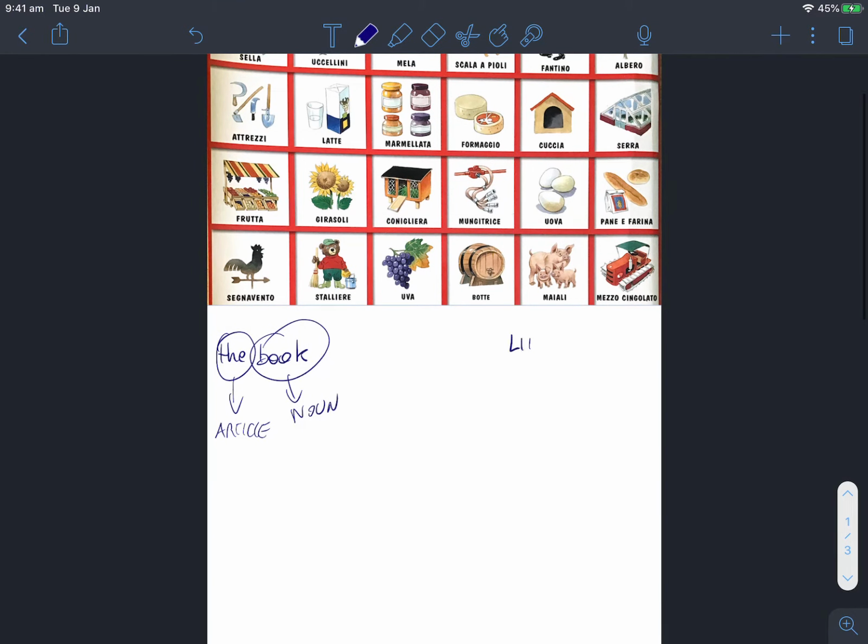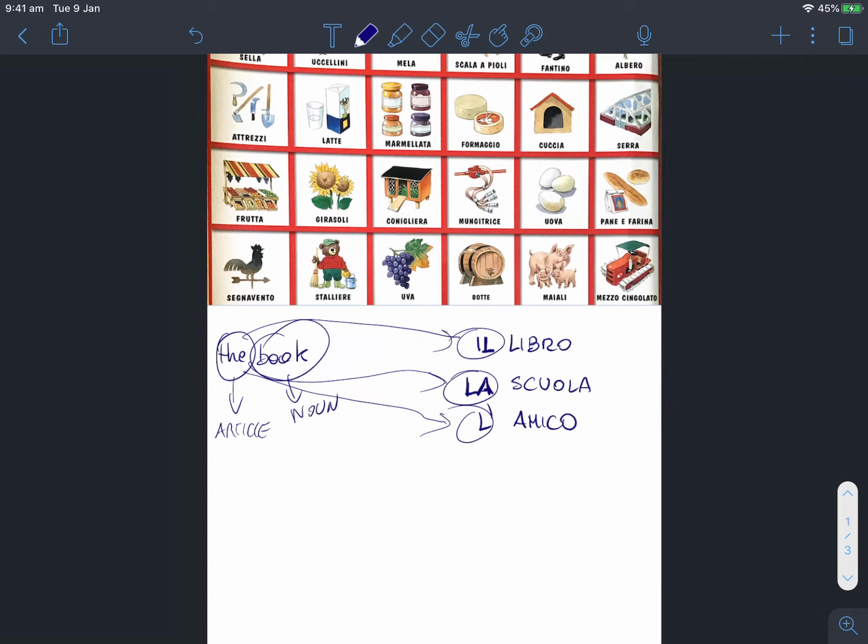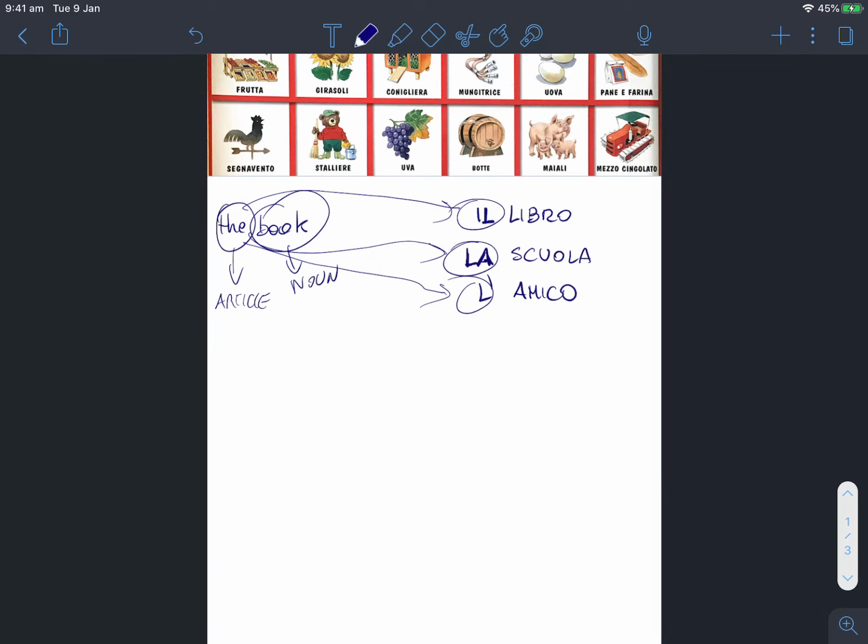If you have libro, which means book, you need to put in front il libro, which means the book. But if you have, for example, scuola, which we have seen means school, you need to put la scuola. And if you have, for example, amico, which means friend, you need to put l'amico. What does this tell you? It's telling you that in Italian we have different options for the, depending on the gender of the noun. That's why it's so important to understand the noun first. So let's look at the options for the in Italian.